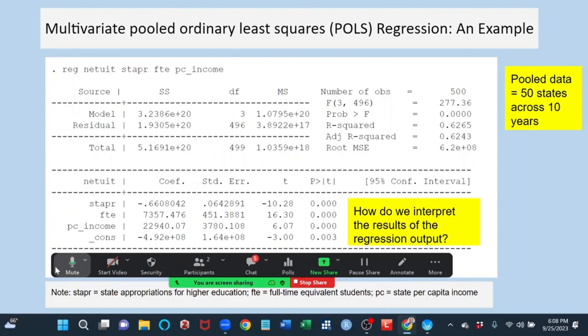Again, we really don't care about the constant, because the constant is really saying what happens when everything else here is equal to 0. That's not realistic, right? So we really don't care about the constant. We have the R squares here, the same as we would have when we ran it with only one independent variable. You may not have noticed, but the R squares usually increase the more independent variables you add.